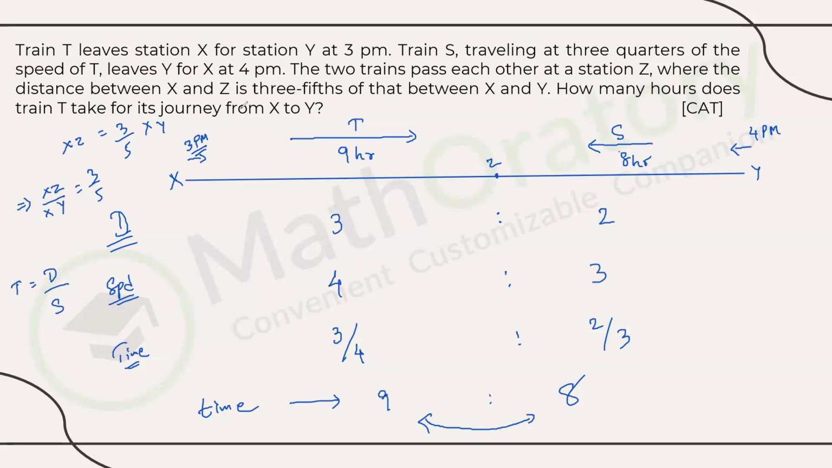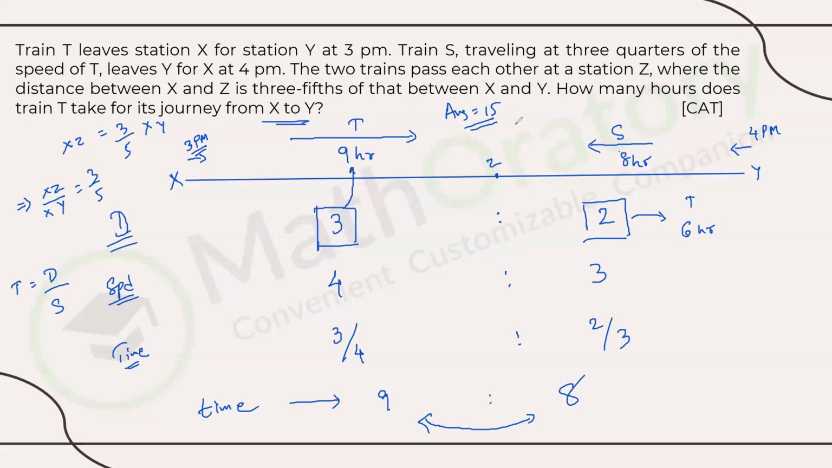We are looking for how many hours train T takes for its journey from X to Y. So this S becomes irrelevant, sort of. So let's focus back on the distance. We have a distance of 3 and 2 for these two parts, right? And from the perspective of T, we already know that T covers this distance of 3 in 9 hours, right? So effectively, these two parts, T should cover in 6 hours. And since we are looking for the total time for X to Y, that will be 9 hours plus the 6 hours, so our answer will be 15 hours.